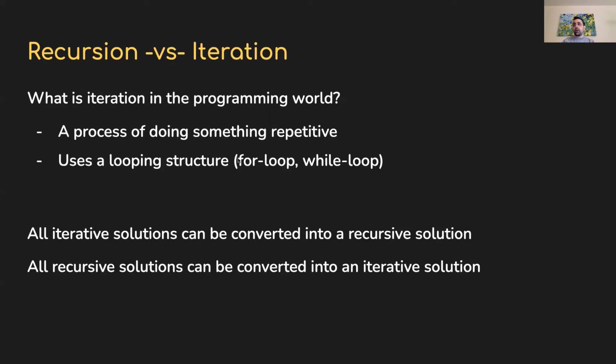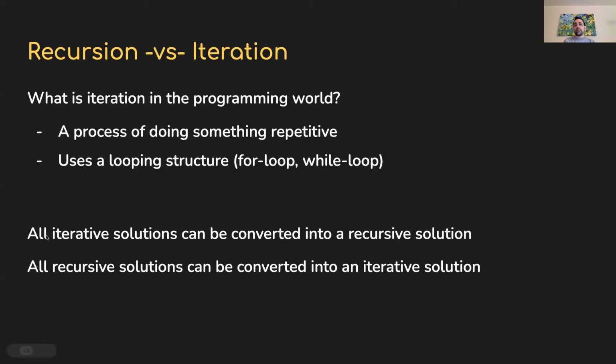So sorry, we're going to talk about the Fibonacci algorithm in a second, but let's talk about two different approaches here. We have recursion, which we're talking about today. We have iteration, which is what we've been doing before, where we write while loops or for loops to do something repetitively. So iteration is a process of doing something in repetition. This is where we use for loops or while loops.